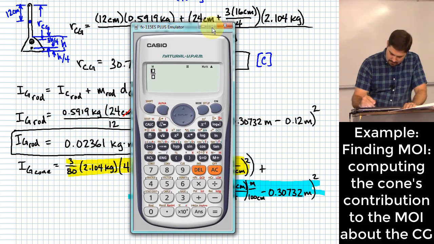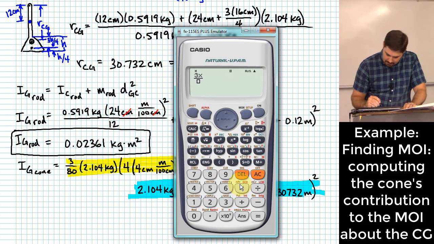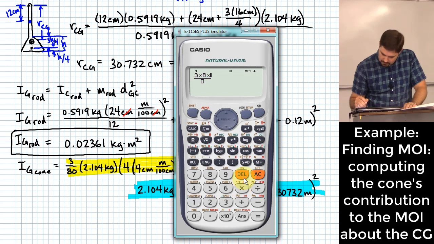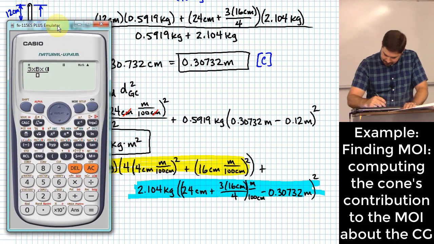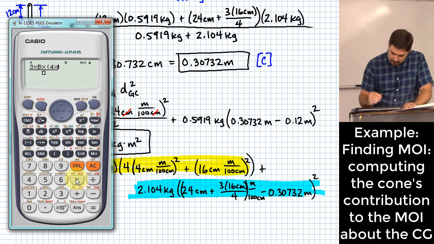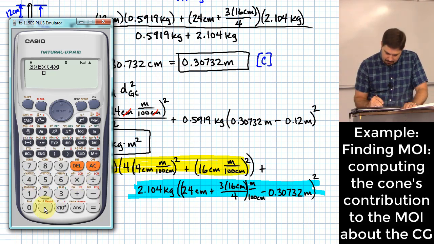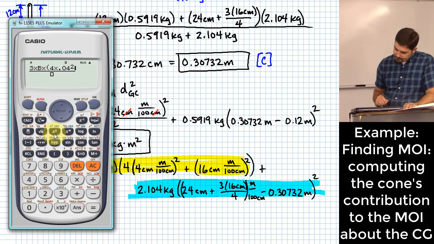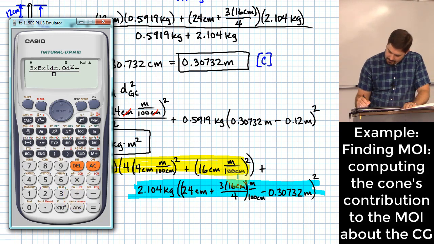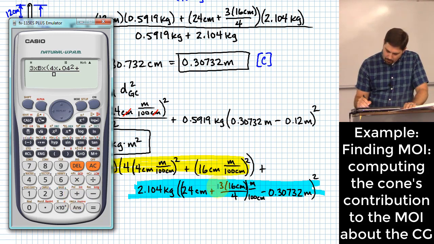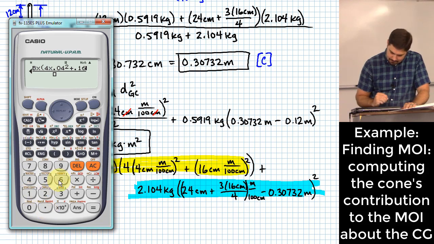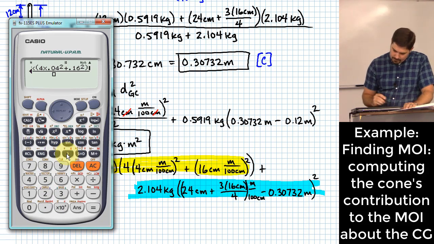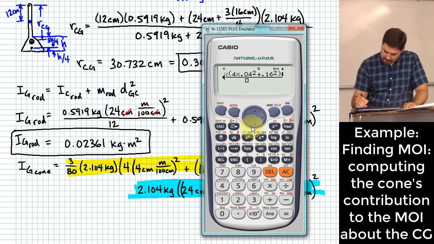So 3 times 2.104, I believe, was stored in B, times, here I've got 4 times, this is going to be 0.04 squared, plus, okay, here we've got 0.16 squared. All right, and all that is going to be over 80.